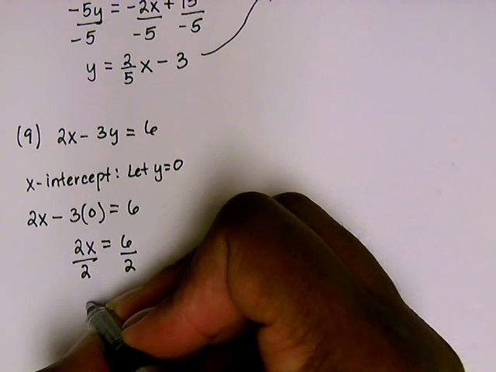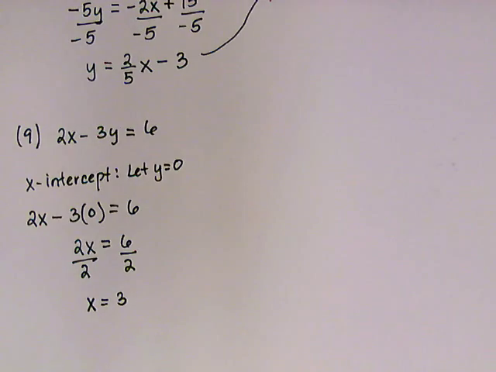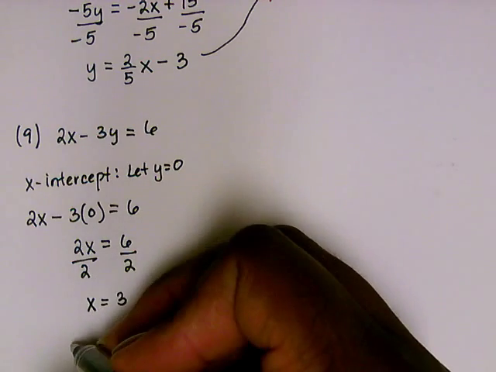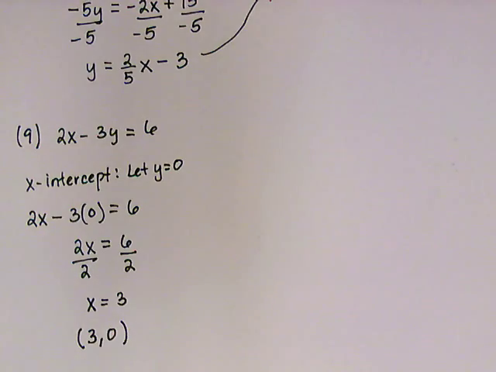And then to get the x by itself, you divide both sides by 2. That means x is equal to 3. So the x-intercept will be 3. That means that the graph will be crossing the x-axis at 3, which means the ordered pair will be 3, 0, because we let y equal 0.